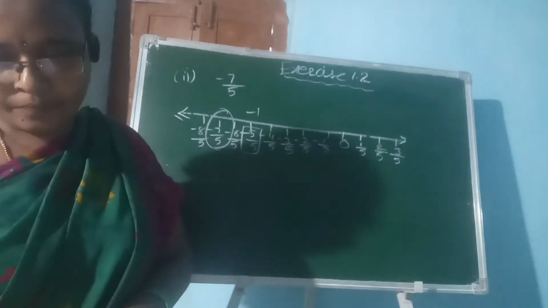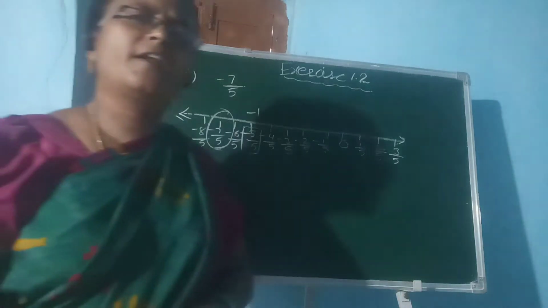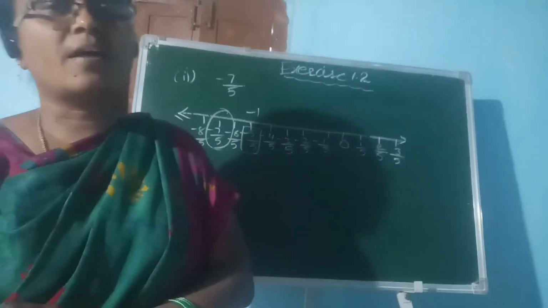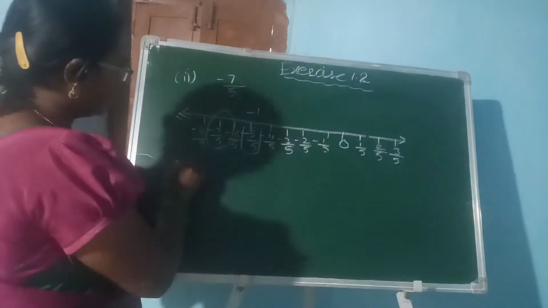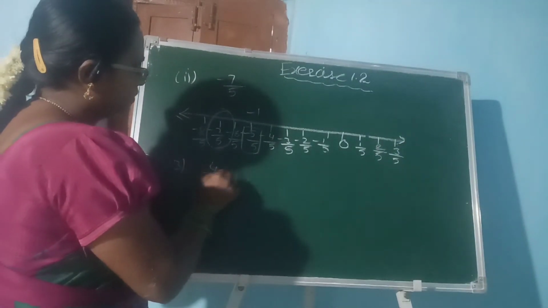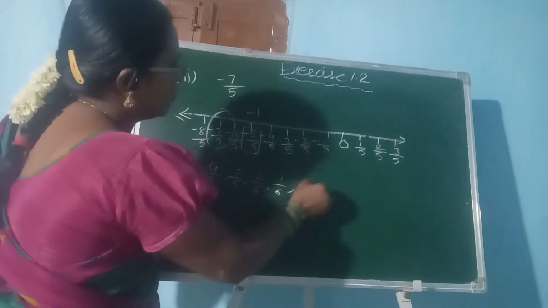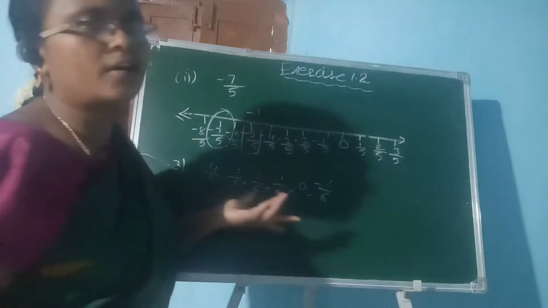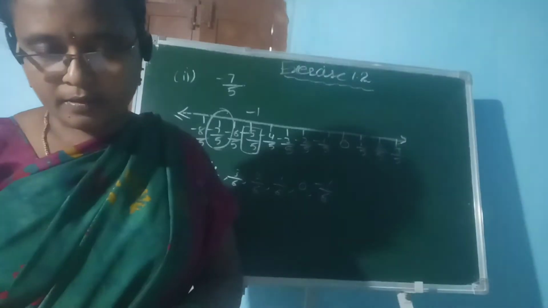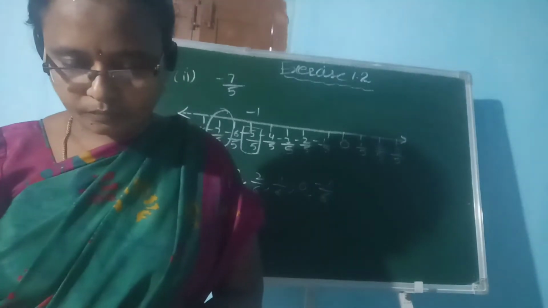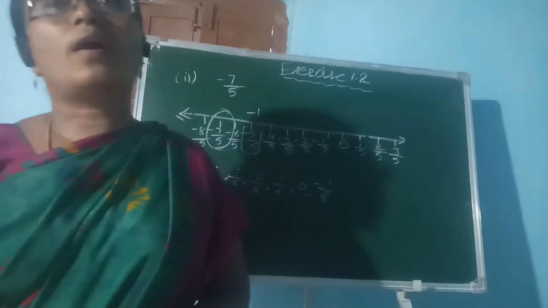Now the third one: write 5 rational numbers which are smaller than 5 by 6. You already know rational numbers less than 5 by 6: 4 by 6, 3 by 6, 2 by 6, 1 by 6, 0 or minus 1 by 6, and so on. All these are less than 5 by 6 itself, and you have to mention only 5 rational numbers. And the fourth one: find 12 rational numbers between minus 1 and 2.